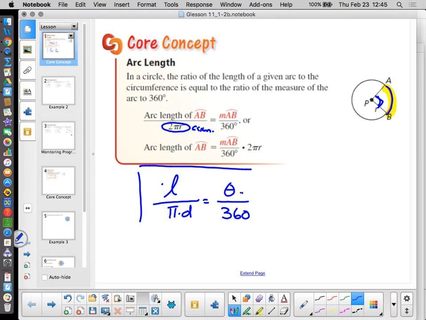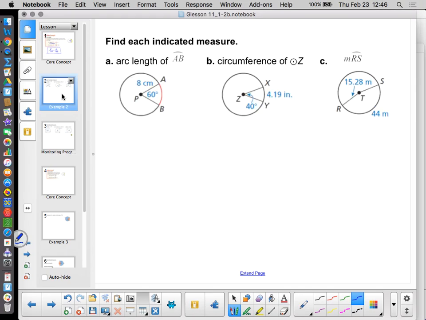This formula, this proportion, lets me fill in the blanks that I know and leave the unknown out and solve for it. So my unknown sometimes is going to be the arc length, sometimes it might be the diameter or the radius of the circle, sometimes it might be the angle. It's fine. We can use our formula any way we want.